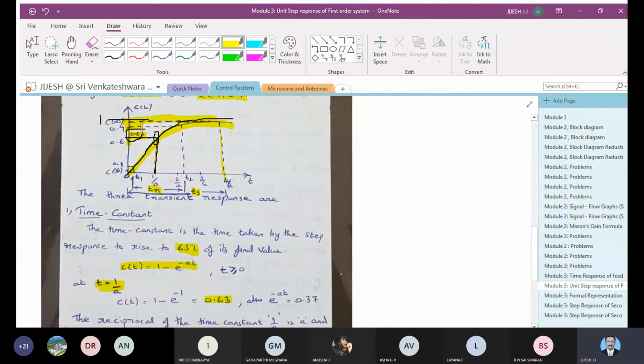This graph, all of you should draw it. If you have not drawn it in the last class, draw it straight away.